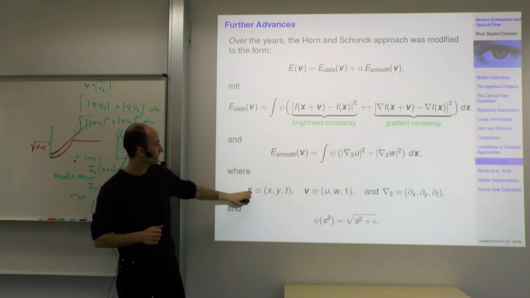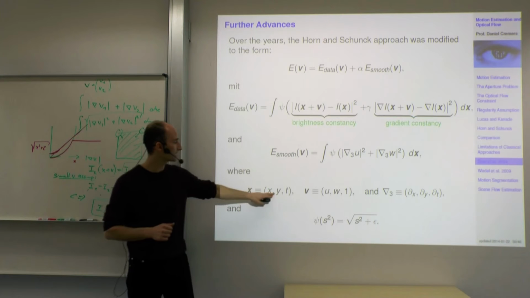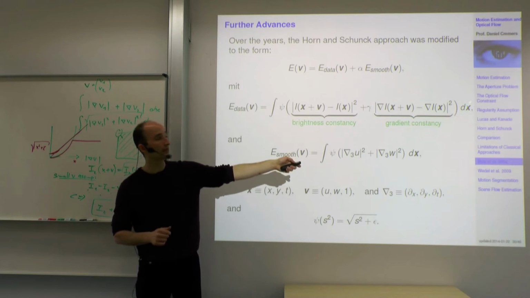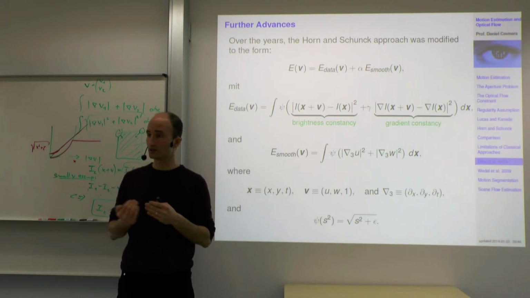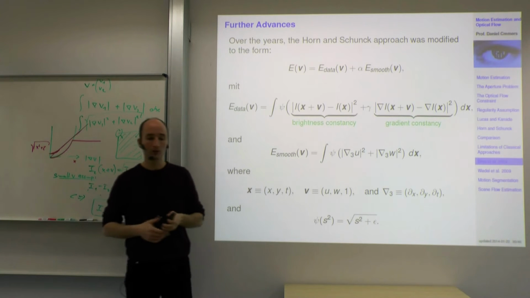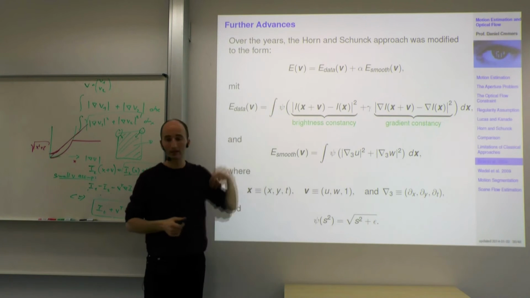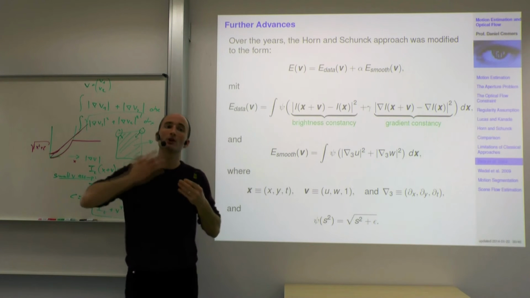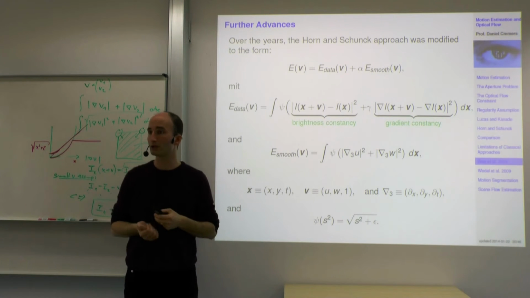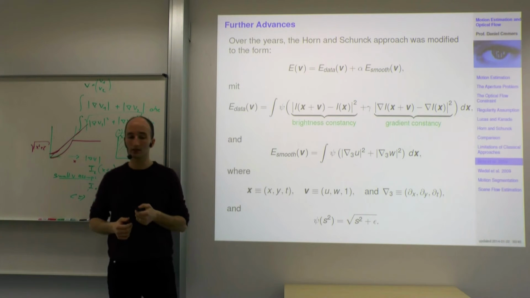And so what you have here, the x is actually x, y, and t, so you're integrating this over x, over y, and over t, so over time. Which means essentially you're estimating not just one flow field, but a whole family of flow fields for all time steps, say for a video.